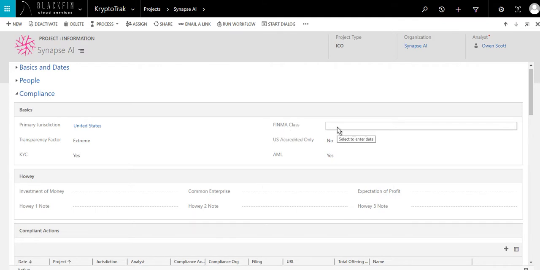There's a FINMA class. This is not a European project, so I don't think it's been classified by FINMA. If you're not familiar with that, there's asset, utility, and payment tokens that FINMA classes. That's the Swiss token classification. It's sort of the Swiss version of the SEC in a certain way, and they came out and classified tokens. I wish the SEC would do something like that.